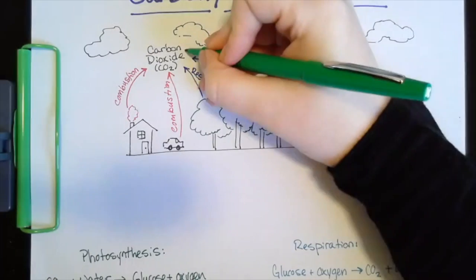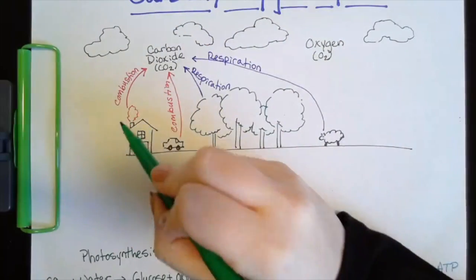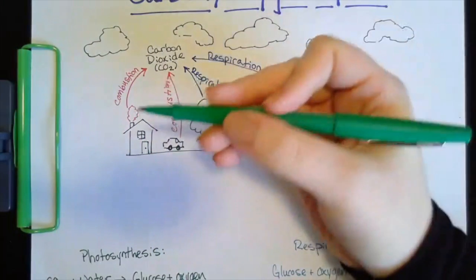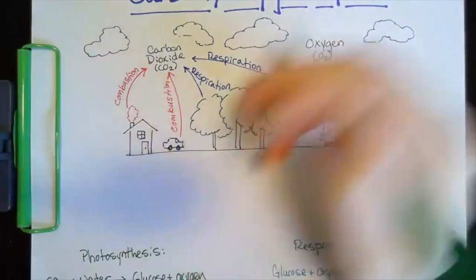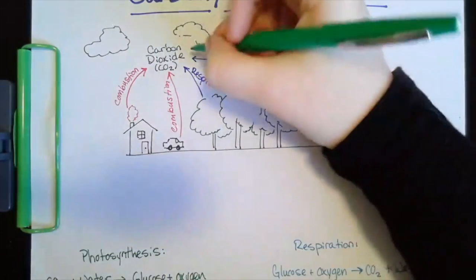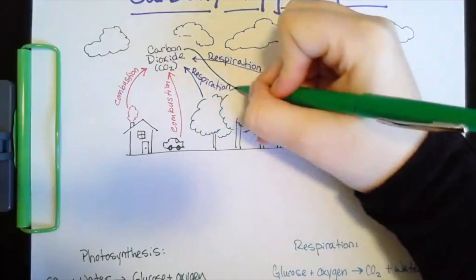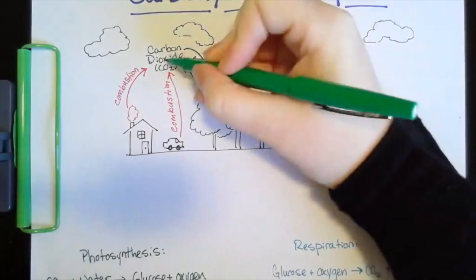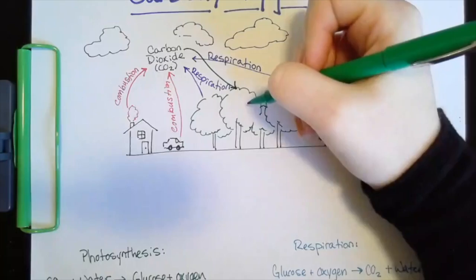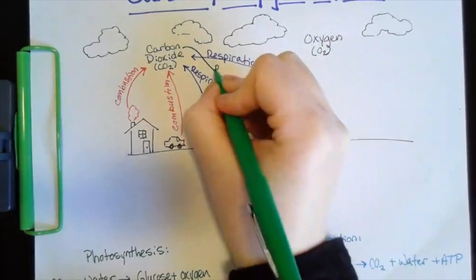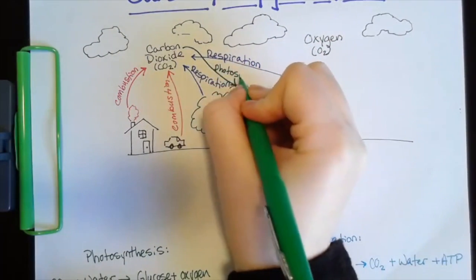So we're going to take another color. So I used red for combustion and blue for respiration. I'm going to use green for photosynthesis. You don't have to match my colors, doesn't matter. But I'm going to draw an arrow coming down to the plant. Carbon dioxide gets taken in by the plant during photosynthesis.